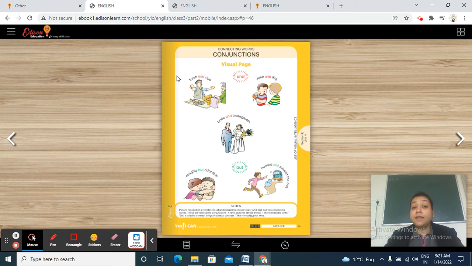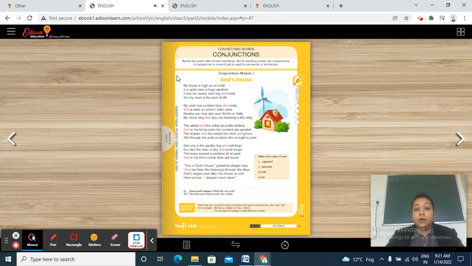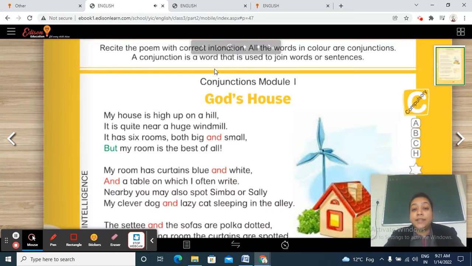Fresh and ripe, John and Raj, bride and bridegroom. Naughty but adorable, hurried but missed the bus. 'But' is about the contrast. Getting this point? Okay. Come to page number 47.